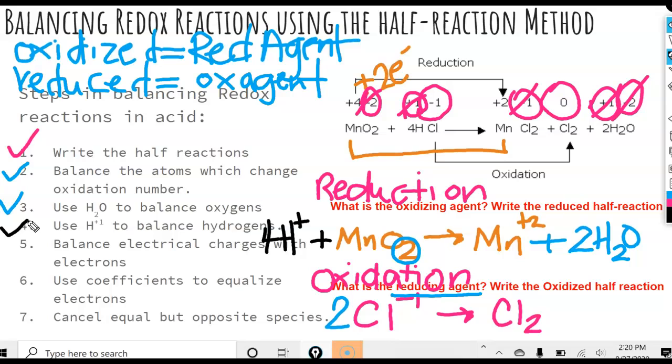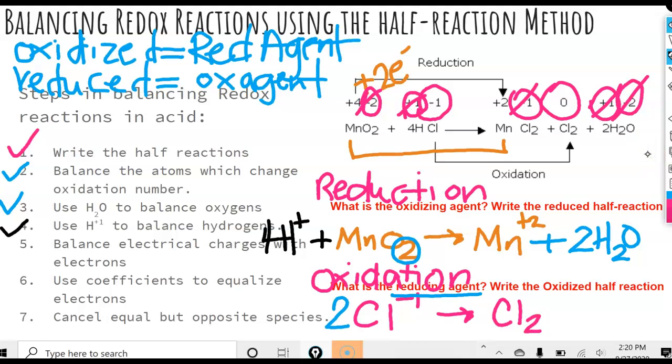Okay, number 5, balance electrical charges with electrons. This part is always going to follow a pattern, and you are looking for electrical charges that do not balance. In this case, in the reduction half reaction, I have a +4 on the reactant side, but I only have a +2 on the product side. So that means that I need a new color. So let me grab a new color.